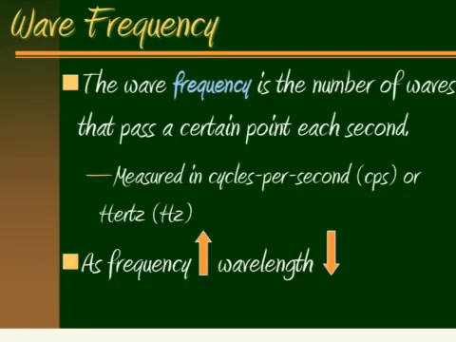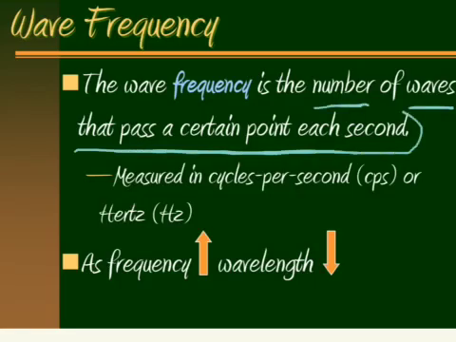Okay, and one more thing you need to know about waves and terminology associated with waves is wave frequency. And the definition of wave frequency is it's the number of waves that pass a certain point every second. So it's measured as something happening per second. The units are CPS, cycles per second, or you've probably heard this term, hertz. Hz stands for hertz, and hertz means cycles per second. So those are the 2 units we might use for frequency.